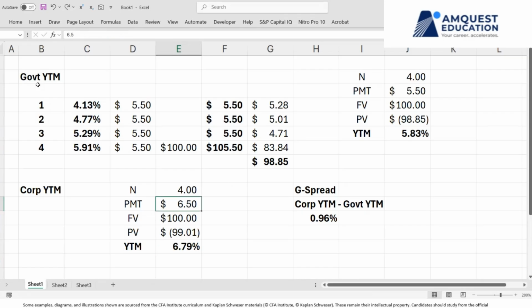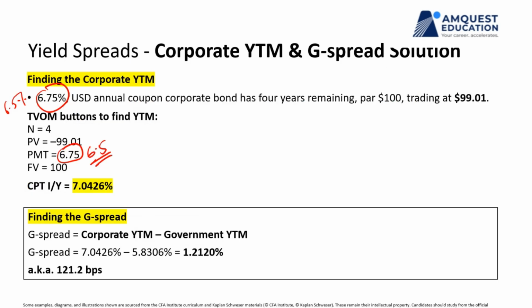Okay. That's okay. So I think our answer is correct rather than this. If you're working with 6.75, then this is the right answer. If you're working with 6.5, there will be a slightly different answer. Clear? Questions? Perfect.